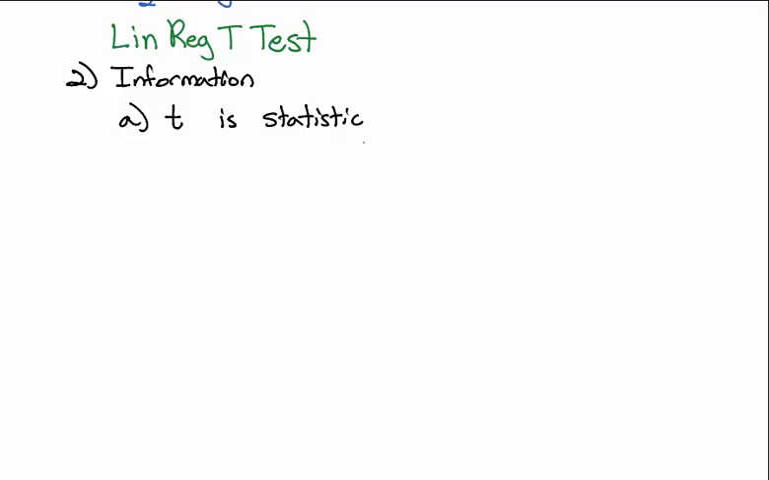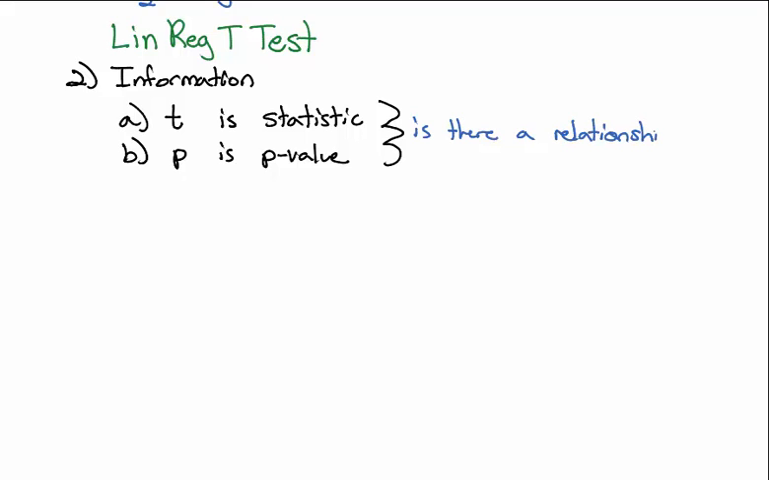It's a student t distribution. T is the statistic of the problem, and that statistic is going to correspond with a p, which is the p-value that we're used to seeing, or the probability that this relationship that we found is purely by chance. Basically, this stuff combines to ask the question, is there a relationship? And we'll get more into that when we talk about how the hypothesis test is run.